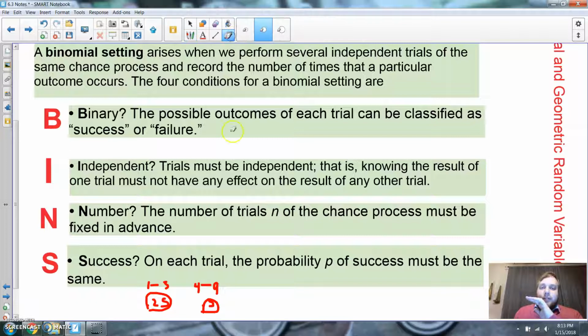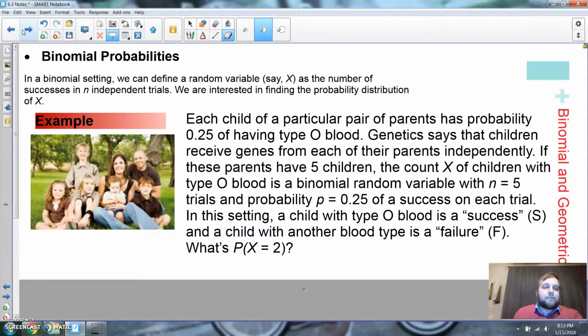For instance, flipping a coin 10 times. You have a 50% chance every time. You're not going to change those odds afterwards, and that also has a little bit to do with independence, because independent trials are going to have the same probability. So let's keep going.